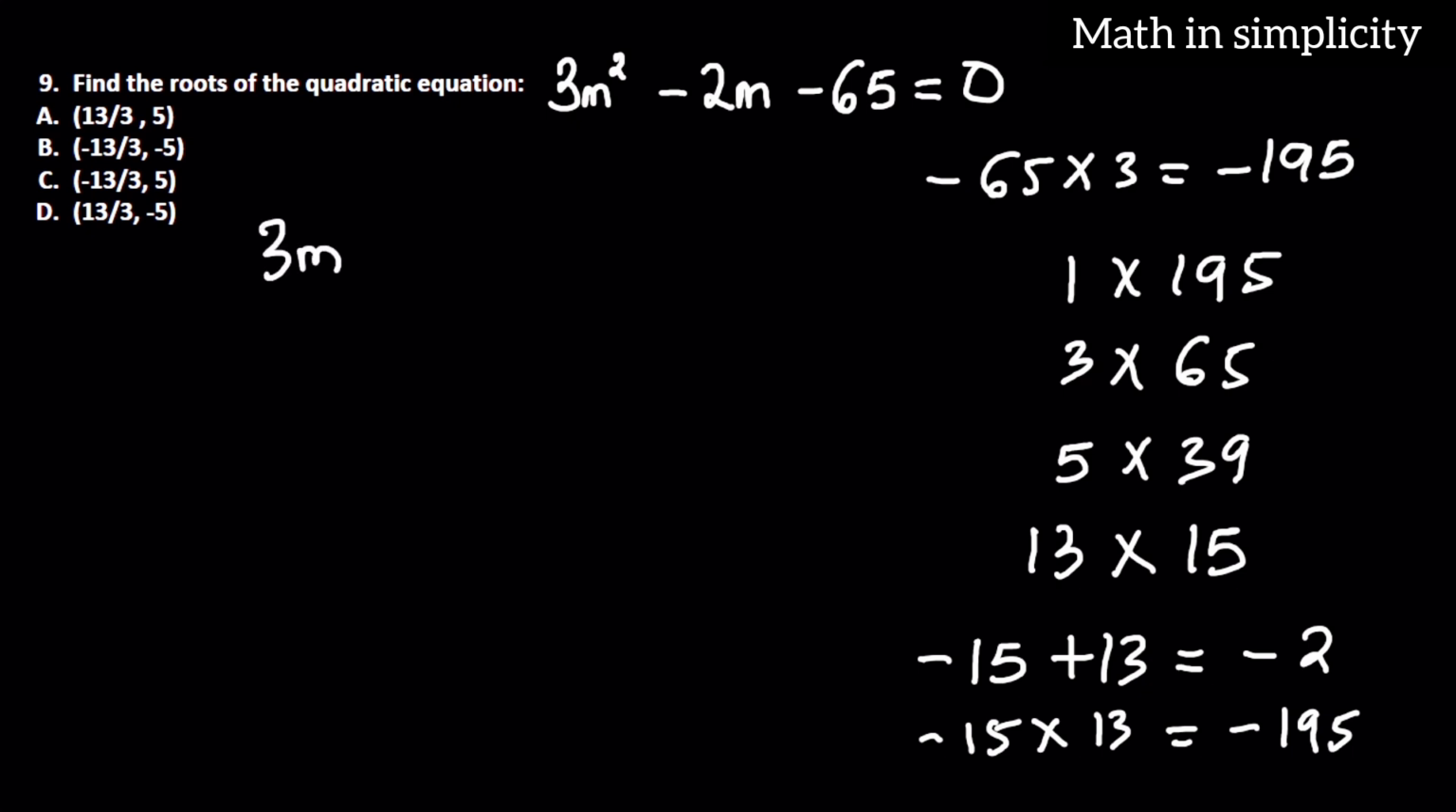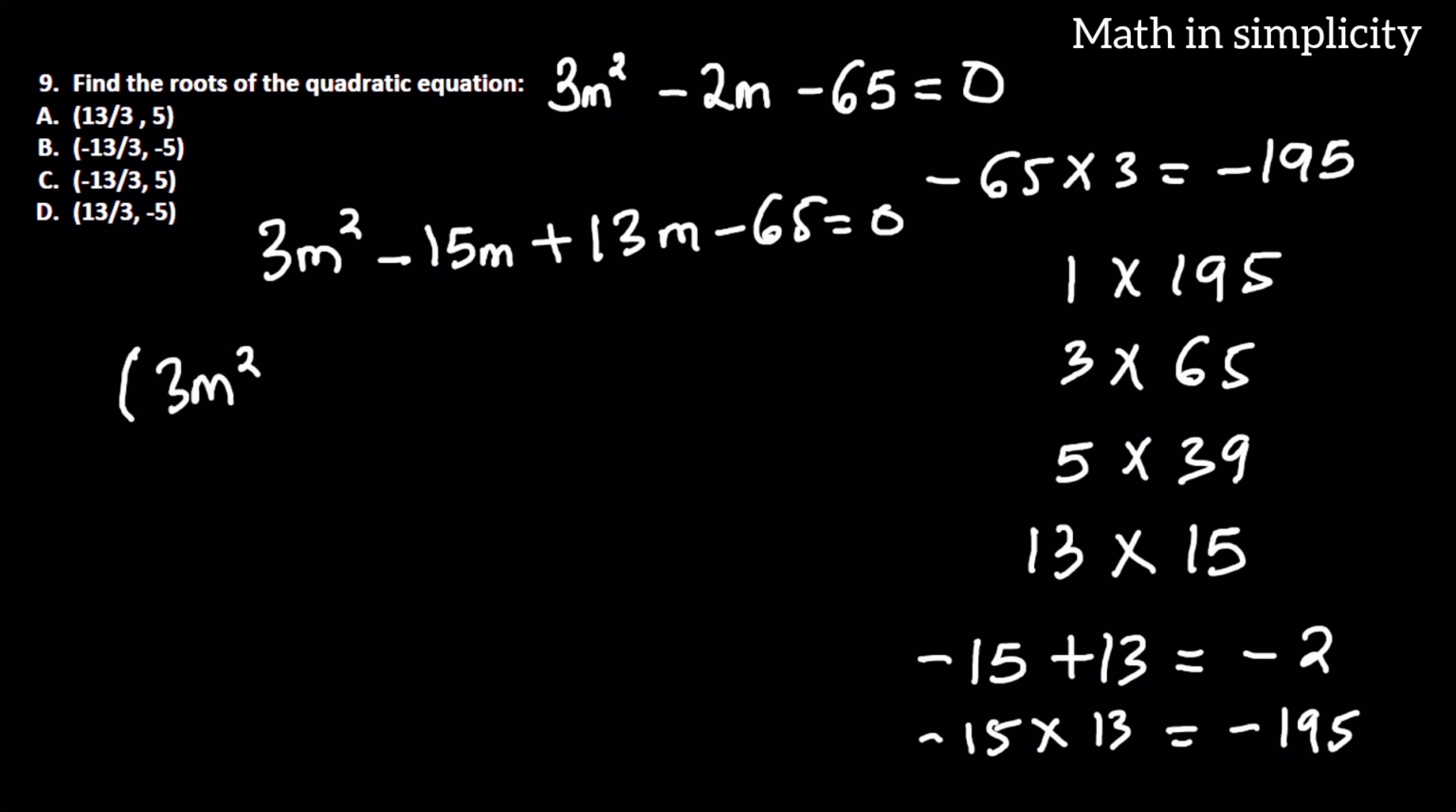So that's going to give you 3m raised to the power 2 minus, I'm putting my 15m there now, which are the two factors, plus 13m minus 65 is equal to 0, right? So let's factorize by grouping. This is 3m squared minus 15m, plus, open the bracket there, 13m minus 65, and that's equal to 0.